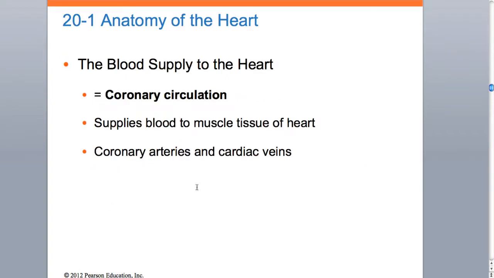Now, this is where the importance comes in. The blood of the heart has its own circulation. So the heart itself has its own circulation called the coronary circulation. It's made up of coronary arteries and veins. So coronary arteries and veins. So the blood must also go to the heart, and the heart is rich with its own blood supply.